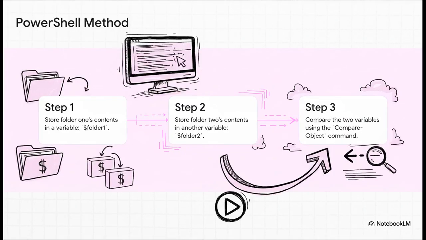The logic here is actually pretty elegant when you break it down. First, you run a command to get a complete list of everything inside your first folder, and you store all that information in a variable we'll call $folder1. Then you do the exact same thing for the second folder and store that in $folder2. The final command, Compare-Object, does exactly what it says on the tin. It compares those two lists and shows you only the things that are different between them. It's incredibly powerful, and it's just perfect for automation.